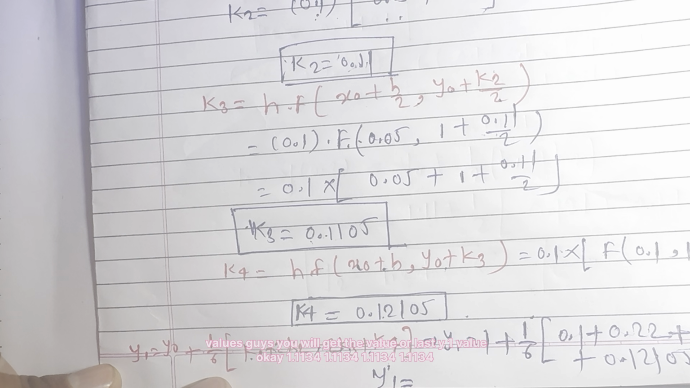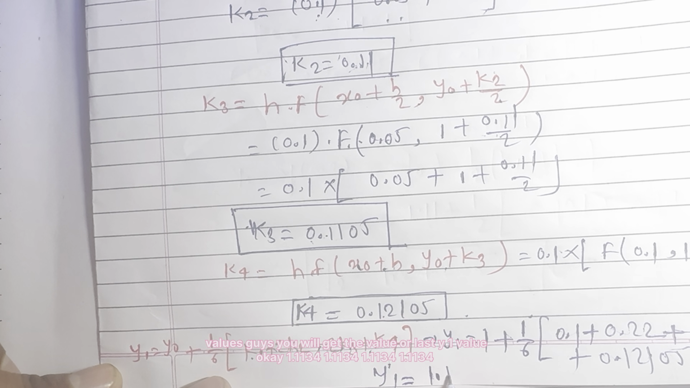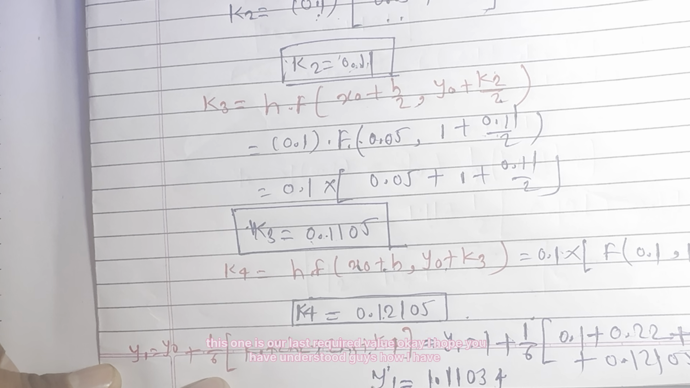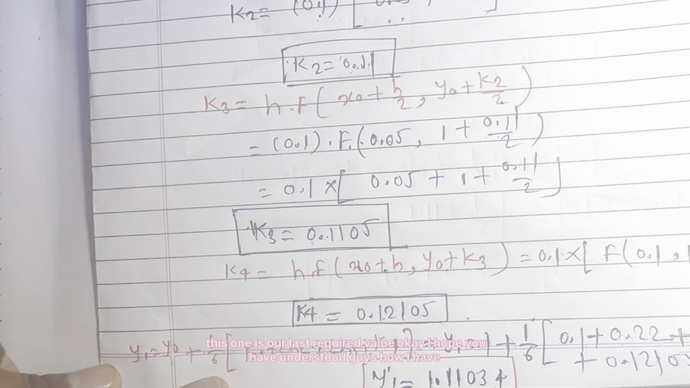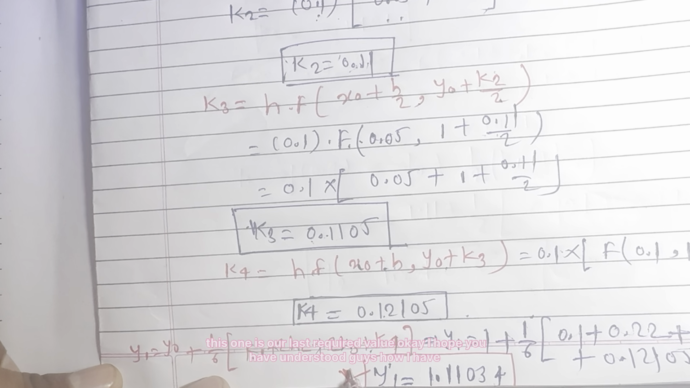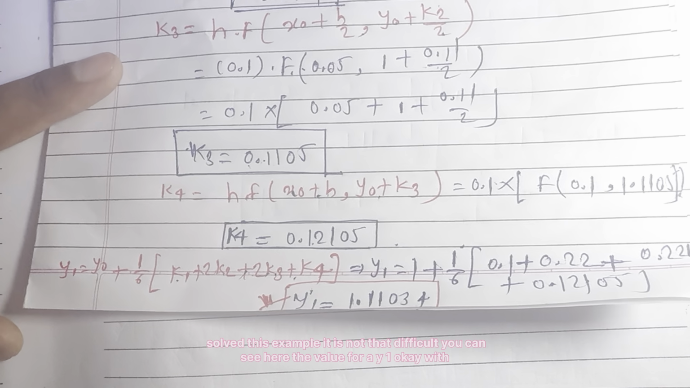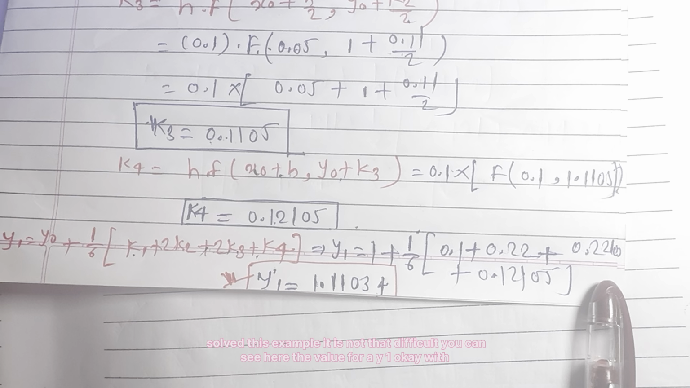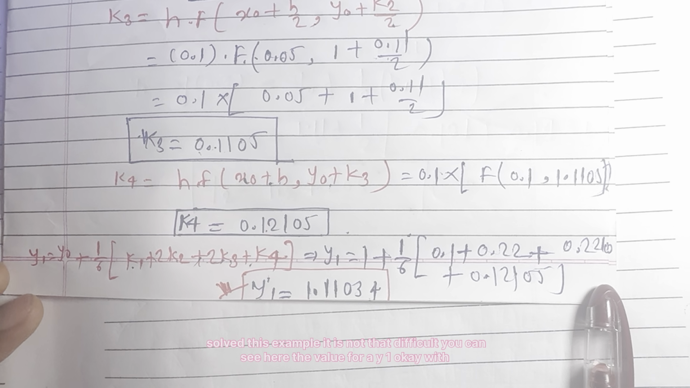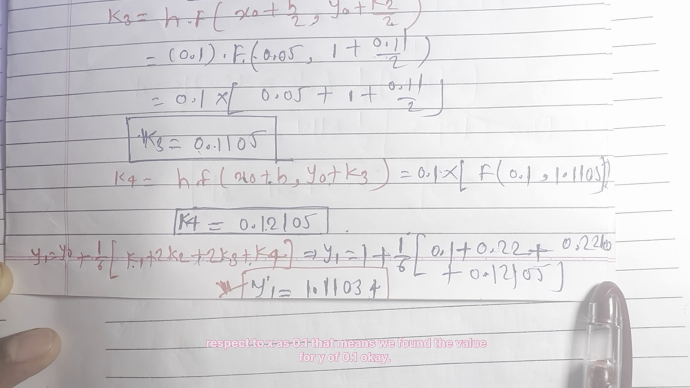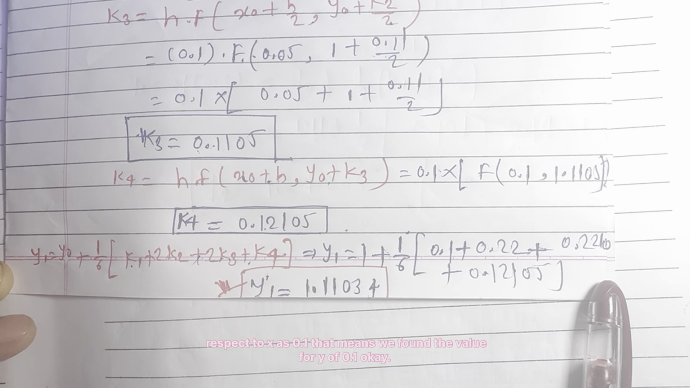So y1 is 1.11034. This is our last required value. I hope you all have understood how I have solved this example. It's not that difficult. You can see here the value for y1 with respect to x as 0.1, that means we found the value for y of 0.1.